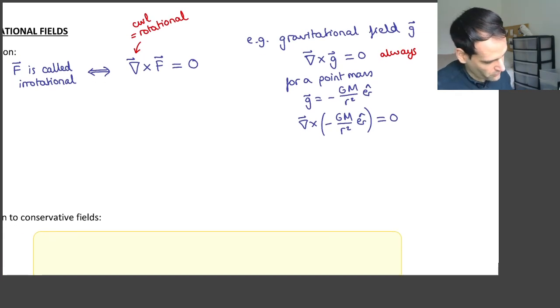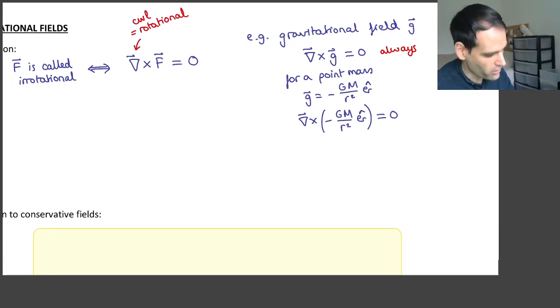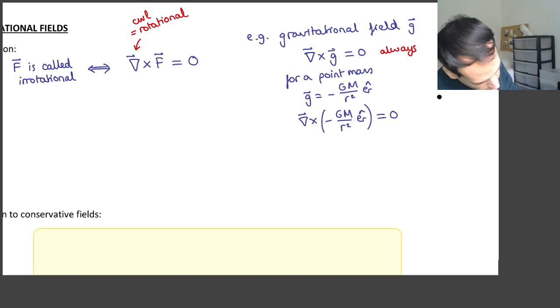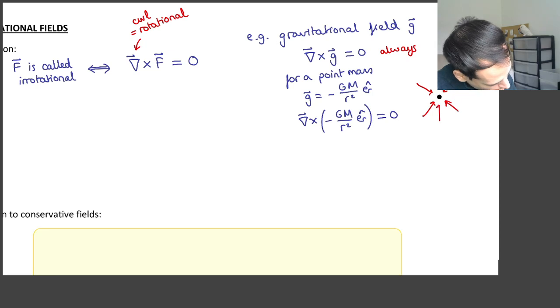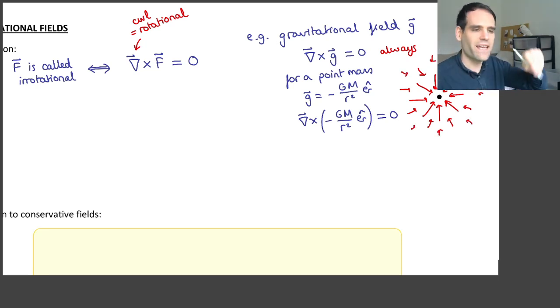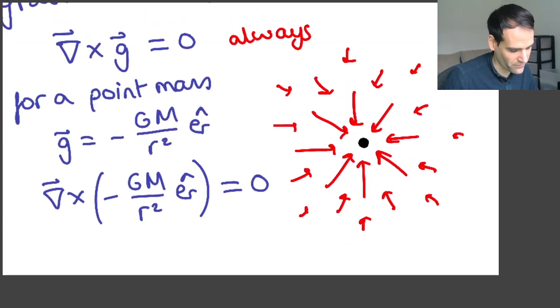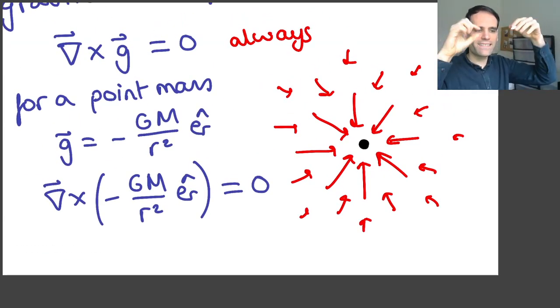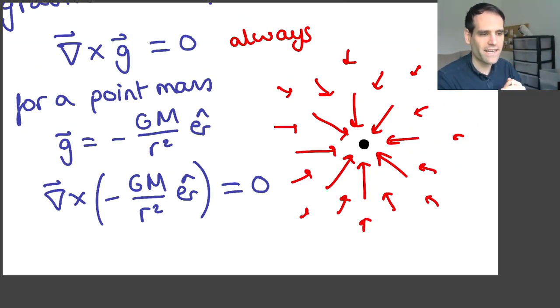So if we try to picture this, what's going on? You know that for a point mass, the gravitational field looks something like this. And then it gets weaker as we get further away. But clearly, if you look at this, at no point would you say that this field is rotating, right? Sorry that I was blocking. So a gravitational field never has things that rotate. So the rotational is 0. It is an irrotational field.